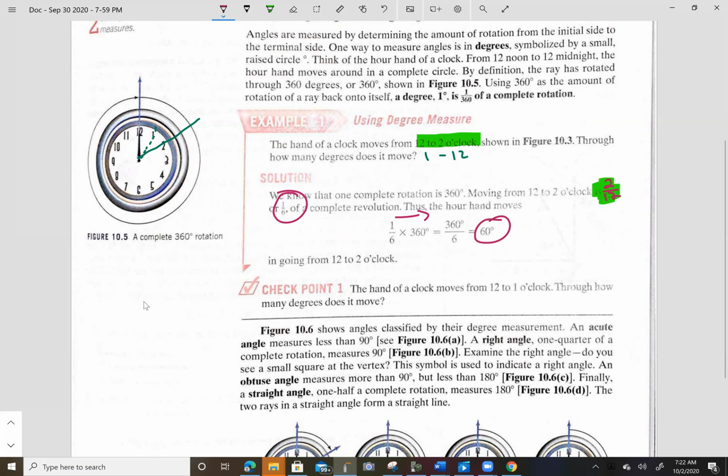On checkpoint 1, the hand of a clock moves from 12 o'clock to 1 o'clock. So it's only going 1 pie piece out of 12. And that's the portion of the entire circle that it's moving. So finding the answer to that will give you that angle if it had only moved from 12 to 1.